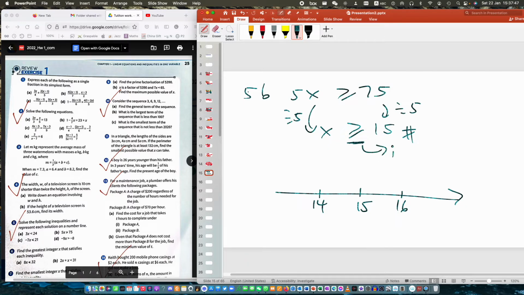Is 15 included or not? If it's included, what happened? Included means solid. Hollow means not included, like empty, not included. So you see, once again, it's better for you.